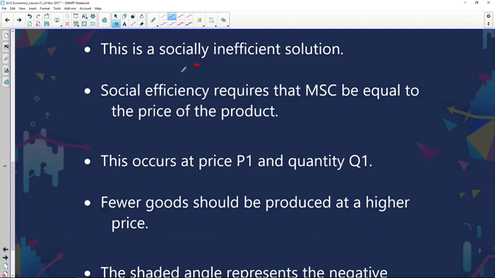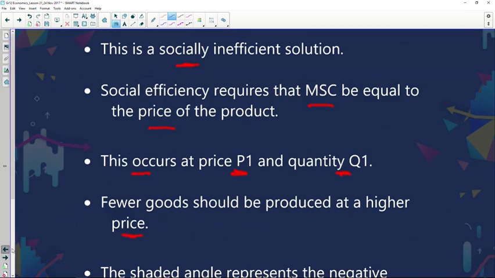This is a socially inefficient solution. Social efficiency requires that MSC be equal to the price of the product, and this occurs at P1 and also at Q1, which is quantity 1. So fewer goods should be produced at a higher price.